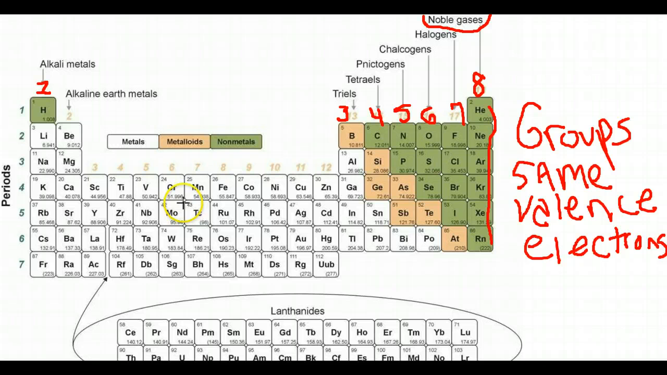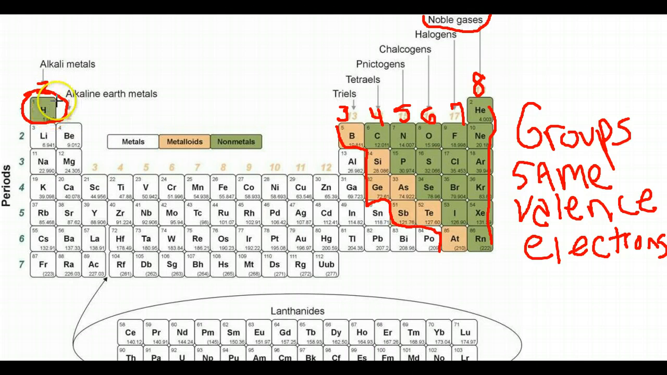Now you'll also notice some colors on the periodic table. See, anything to the left of this line right here are metals. They have high luster, which means they're shiny. They're malleable, which means they're bendable. They're ductile, which means they can be made into wires. And they're good conductors of electricity, with the exception of our friend hydrogen.